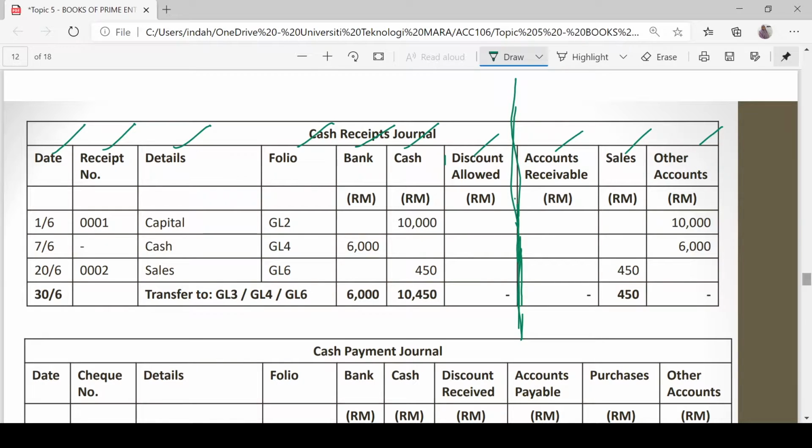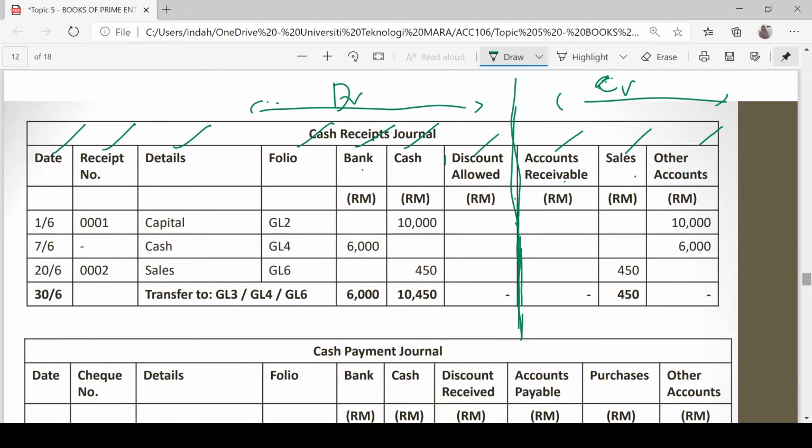If we were preparing the general journal, like the one that we prepared previously, on this side it can be considered as debit, bank or cash account, and on this side is to be credited. On this side we are going to credit account receivable, sales, or other accounts. For the cash receipt journal, there are 3 transactions affecting it.